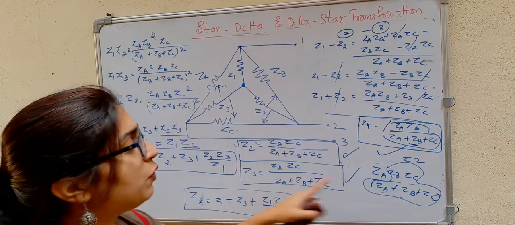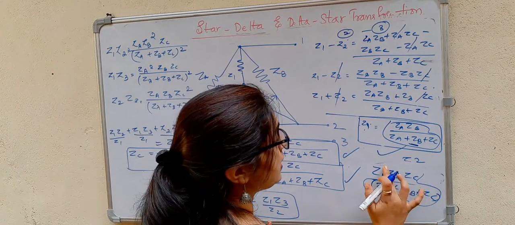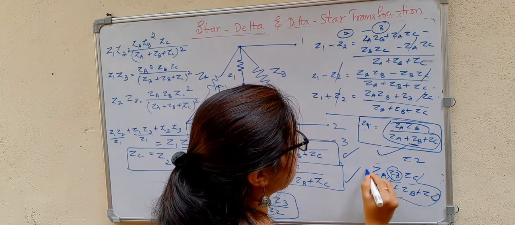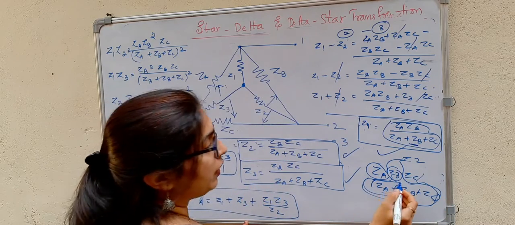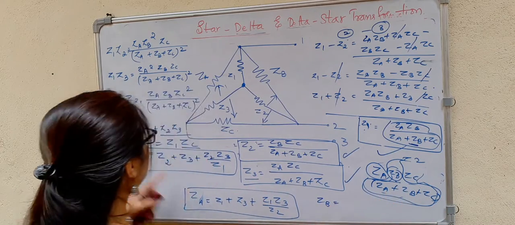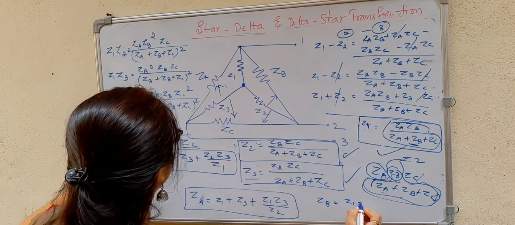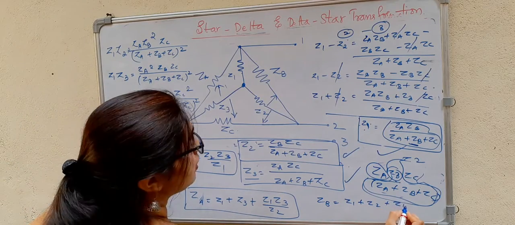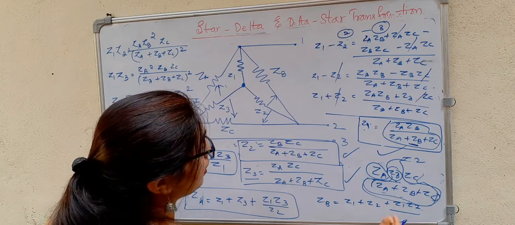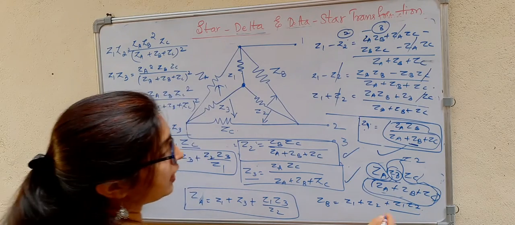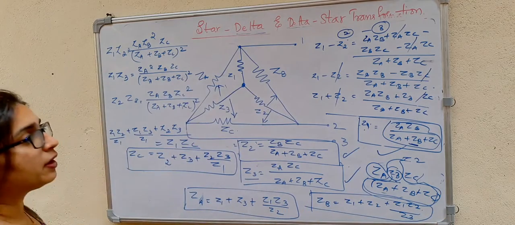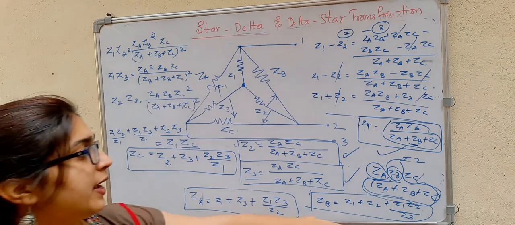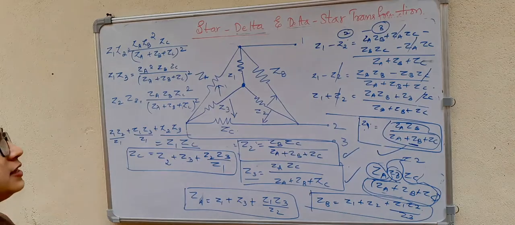Now if I substitute ZA and ZC, leaving out ZB, with this one as Z3, we will get the value of ZB. ZB is equal to Z1 plus Z2 plus Z1 Z2 divided by Z3. So this is the value of ZB. So we got the values of ZA, ZB, and this is ZC.